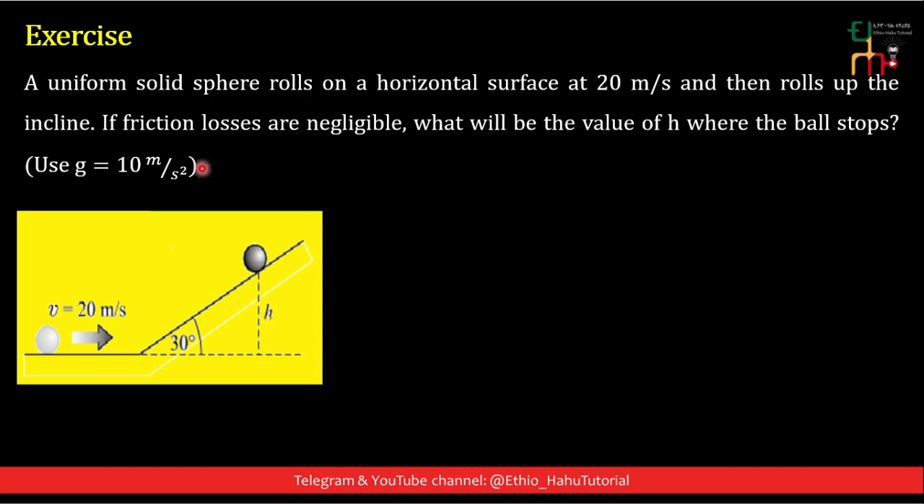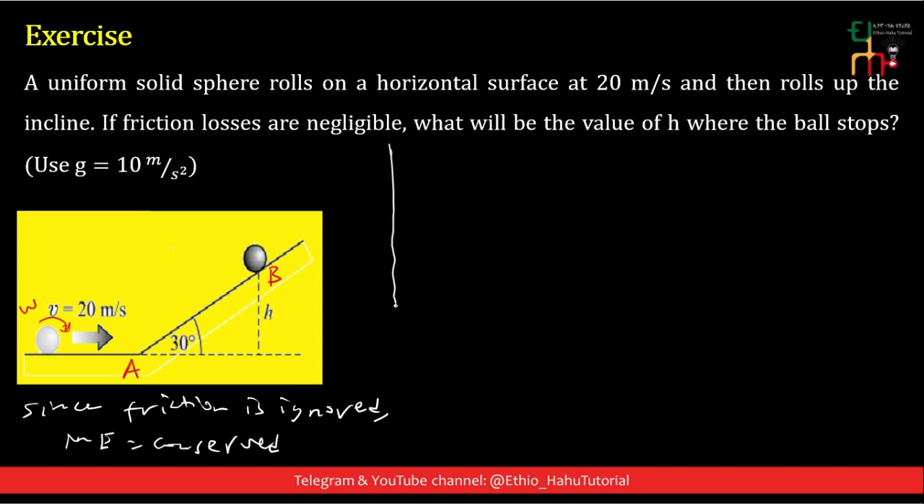When a ball rolls, in addition to its translational motion, the ball has rotational motion. Therefore, let's say this point is point A and this point is point B. In addition to translational motion, it has rotational motion. It rolls with an angular velocity omega. Since friction is ignored, mechanical energy is conserved.